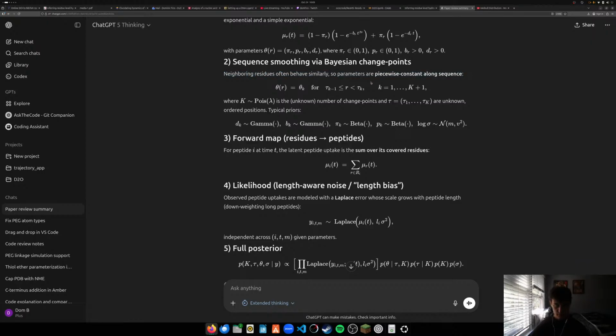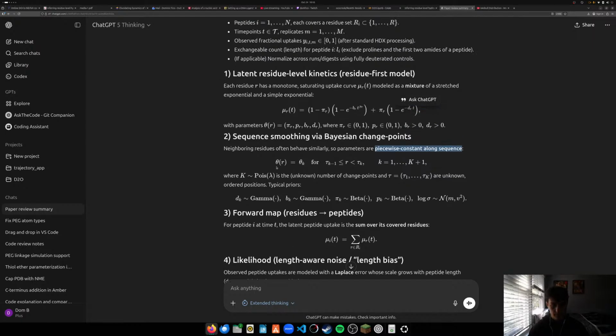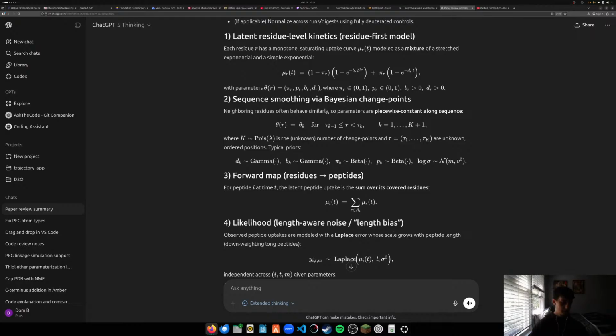Neighborhoods behave similarly. So that's like the core assumption right there, I think. So parameters are piecewise consistent across sequence. For oof, okay, I don't get this. Piecewise consistent across sequence. Where k is piecewise, lambda is the unknown number of change points, or in unordered positions. Oh God.